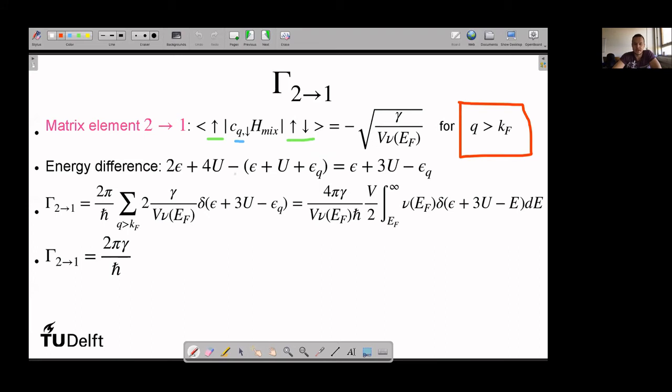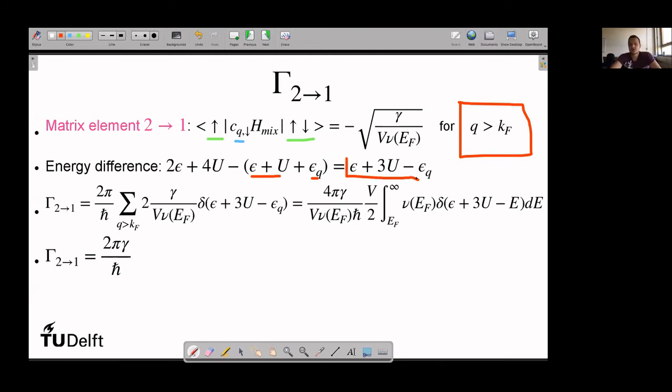Then we evaluate the energy difference, and again, we have 2 electrons at the impurity minus 1 electron at the impurity and 1 electron at the metal, this time with a momentum q, and we find the following energy difference. Sorry, here on the right.